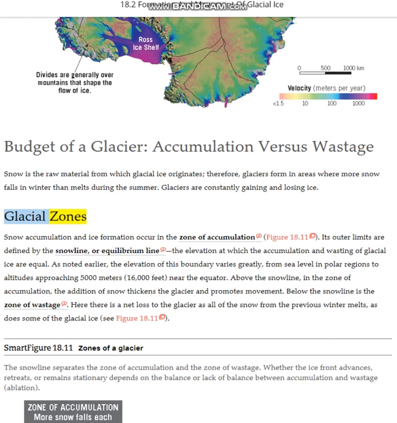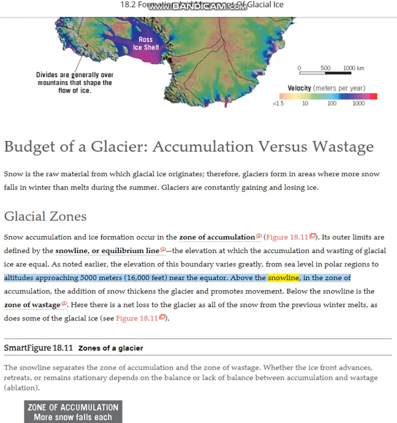Glacial zones. Snow accumulation and ice formation occur in the zone of accumulation, Figure 18.11. Its outer limits are defined by the snow line, or equilibrium line, the elevation at which the accumulation and wasting of glacial ice are equal. As noted earlier, the elevation of this boundary varies greatly, from sea level in polar regions to altitudes approaching 5,000 meters, 16,000 feet, near the equator.